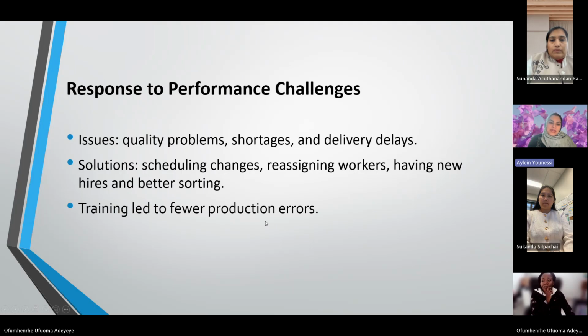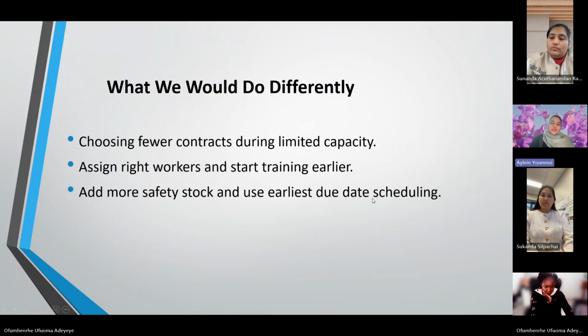While we were doing this activity, we faced many problems like late deliveries, low quality work, and not enough materials. We fixed these issues by changing schedules, reassigning workers, hiring new employees, and improving how we sorted materials. We also trained workers so they could make fewer mistakes. Training helped improve our overall quality. So next slide is what we would do differently.